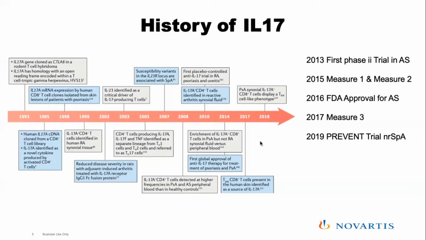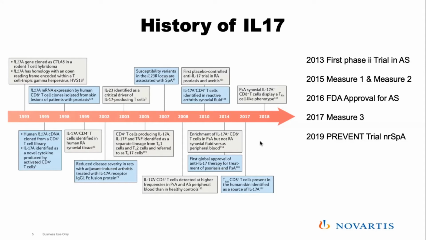And only in 2010, the first trial of anti-IL-17 blocker in psoriasis was started, and in 2014, the first global approval of anti-IL-17 therapy for the treatment of psoriasis and psoriatic arthritis was done. And if you see in ankylosing spondylitis, in 2013, the first phase 2 trial of IL-17 blocker in ankylosing spondylitis came out. 2015, we had the MEASURE 1 and 2 trials.